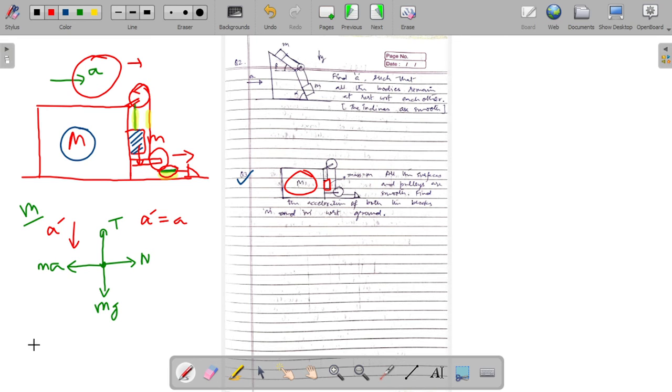So let's say gravitational force mg, that is the downward force acting on the mass, minus tension should be equal to mass times acceleration of the mass m, which is a dash, equal to a. So this is the first equation we'll get.